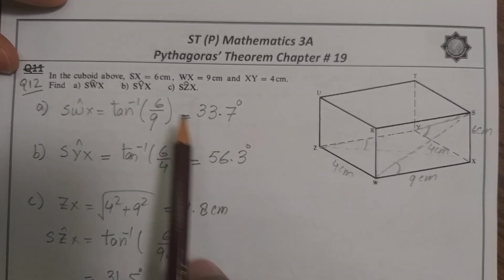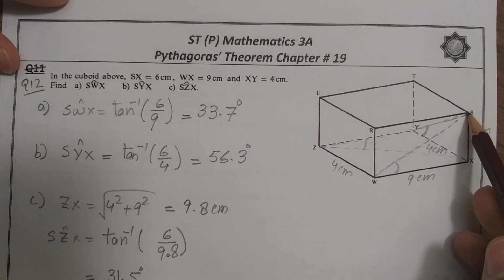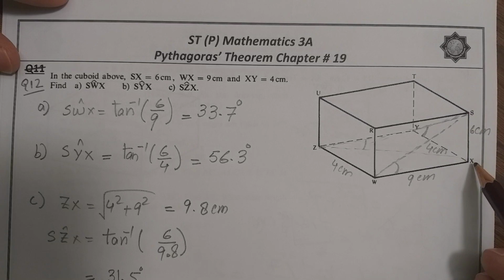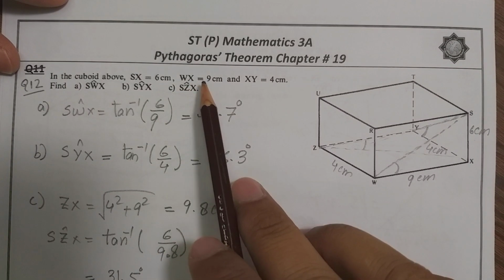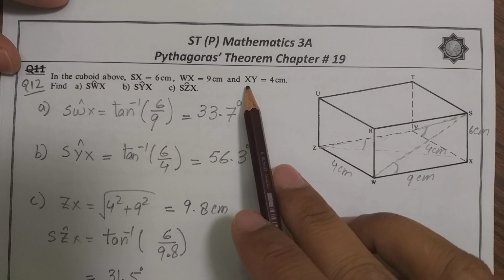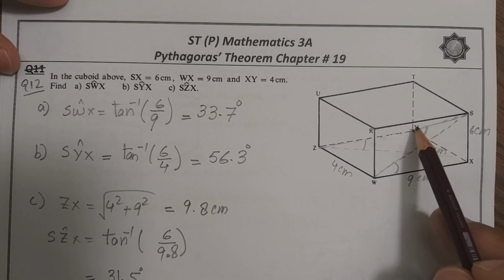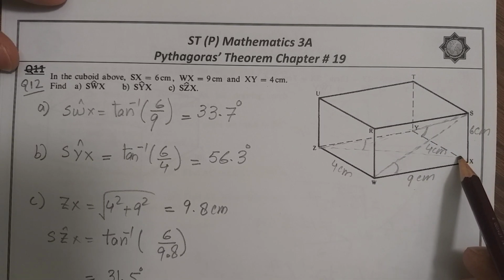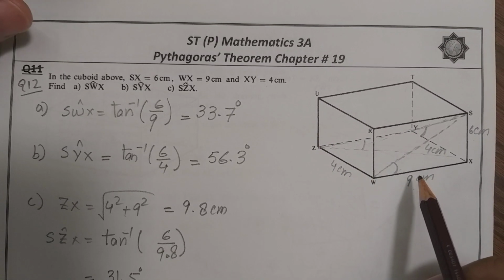In this cuboid, we are given SX equals 6 centimeter. This is SX, which is 6 centimeter, and WX equals 9 centimeter. This is the WX, which is 9 centimeter. XY is 4 centimeter. So first label them, then you can easily find out the rest of the sides.